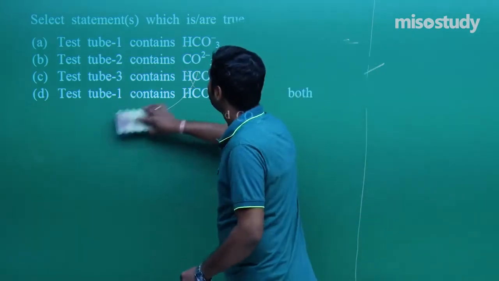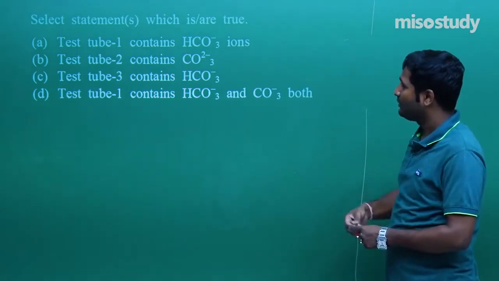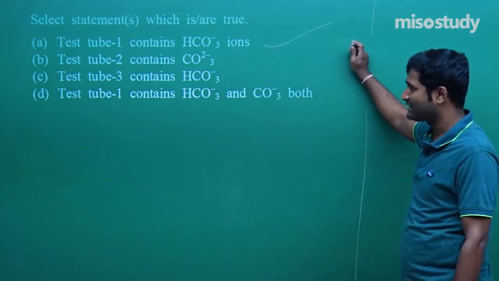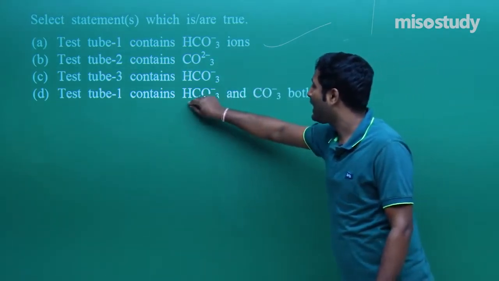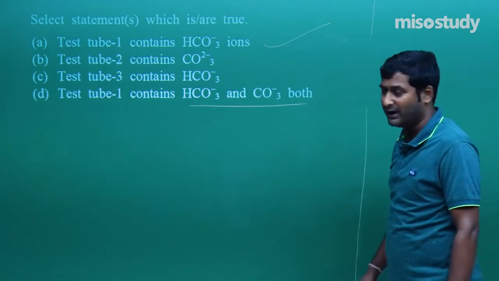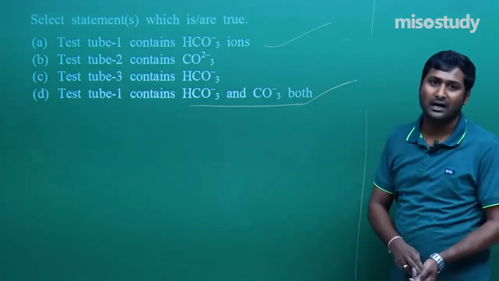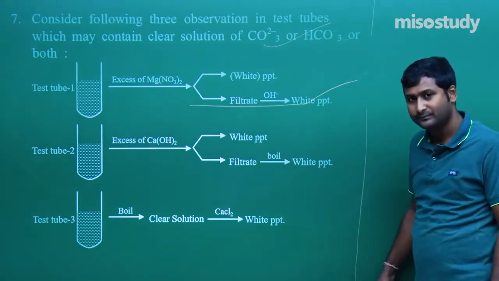Wait for a moment. Test tube 1 contains bicarbonate. Yes, this one is correct. Test tube 2, no such reaction is possible as I discussed. Test tube 1 contains carbonate and bicarbonate. So for this, A and D are the correct options. Clear?